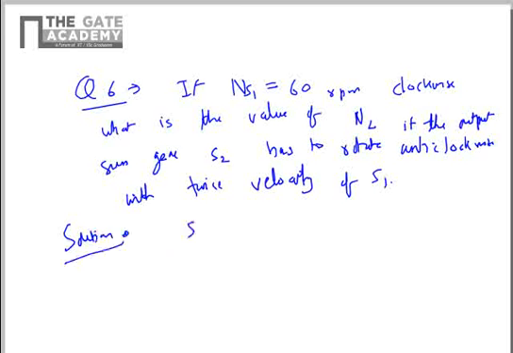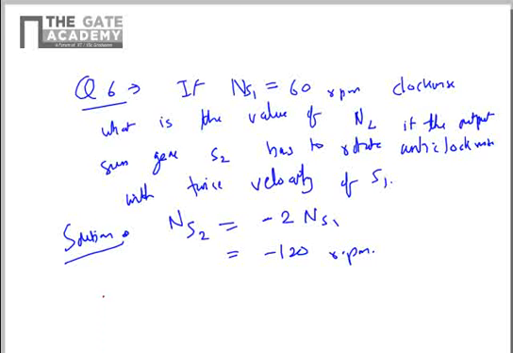Here it is given that S2 is rotating anti-clockwise, so the angular speed of S2 is negative relative to S1, and it is twice the velocity of S1. So 2 times NS1, and NS1 is given as 60. So NS2 is equal to minus 120 RPM. So for minus 120 RPM, what is the NL?